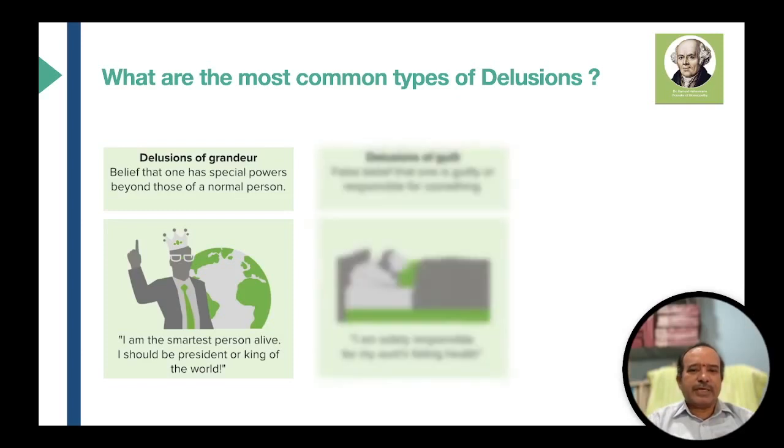Next type of delusions is delusions of guilt. Guilt is a false belief that one is guilty or responsible for something. If we take an example, last week we saw the football finals between Argentina and France. Both teams played very well, and even in the extra time they could not score any goals. Both teams were three goals each.